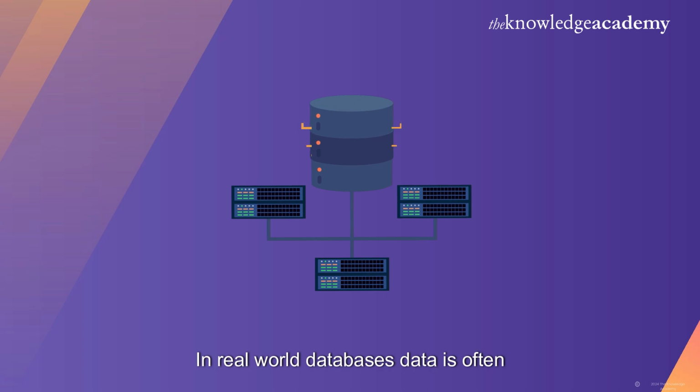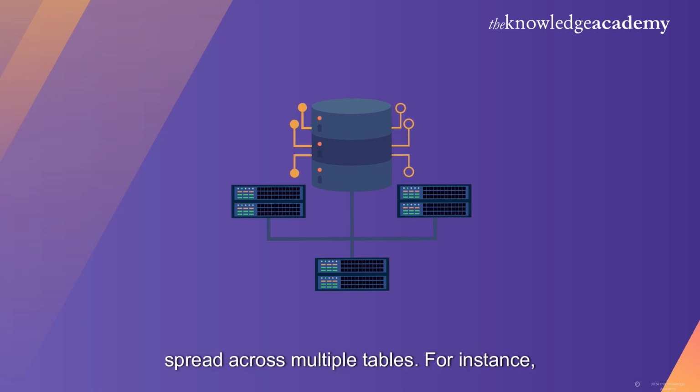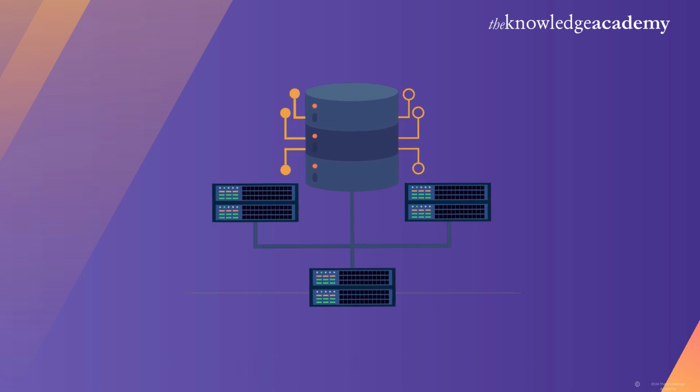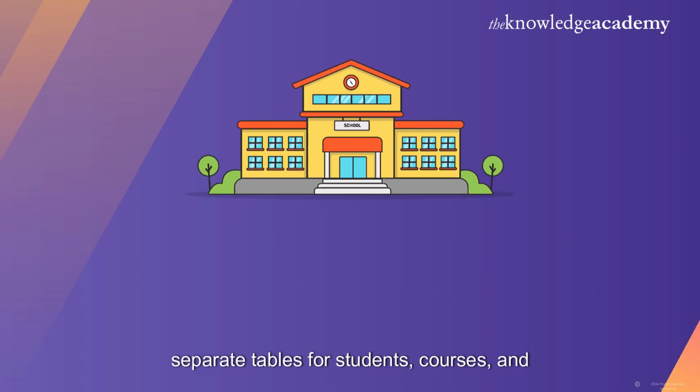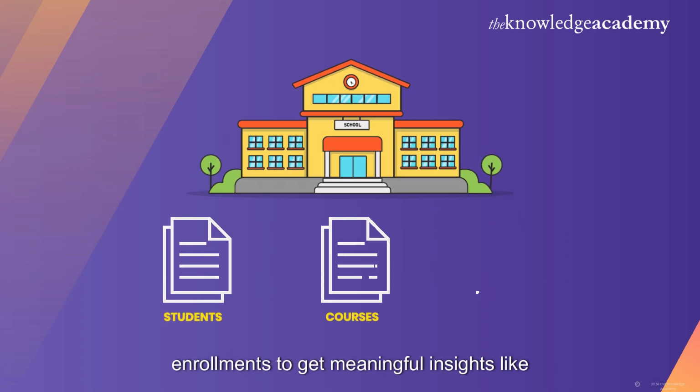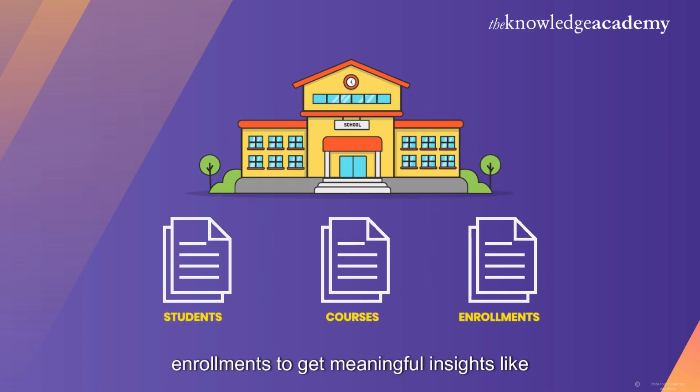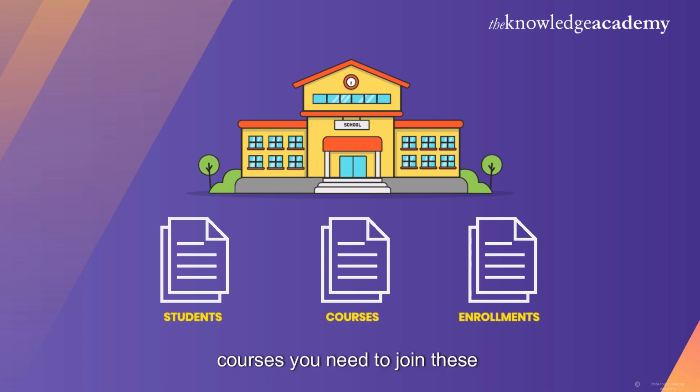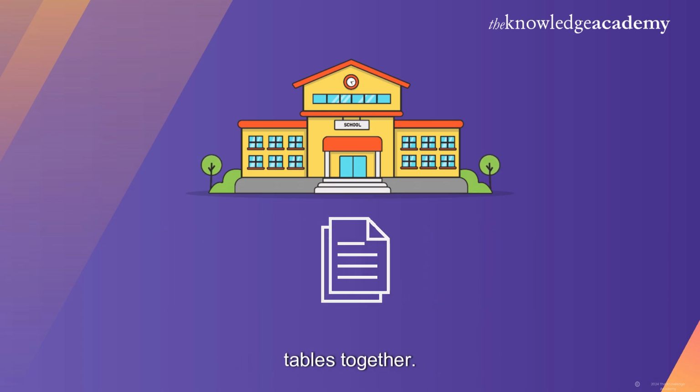In real-world databases, data is often spread across multiple tables. For instance, in a school database, you might have separate tables for students, courses, and enrollments. To get meaningful insights, like which students are enrolled in which courses, you need to join these tables together.